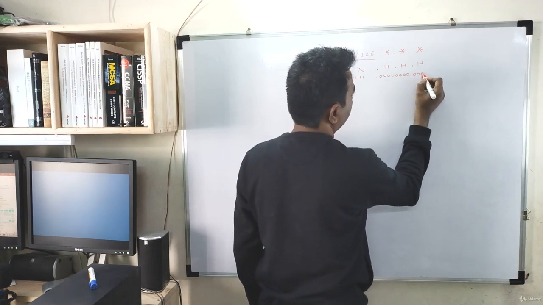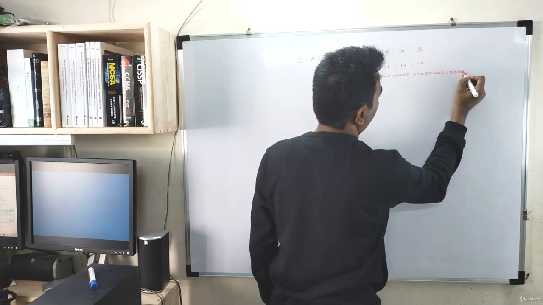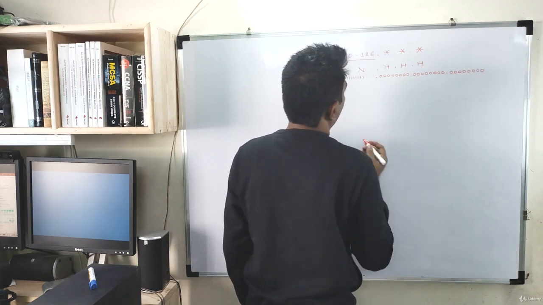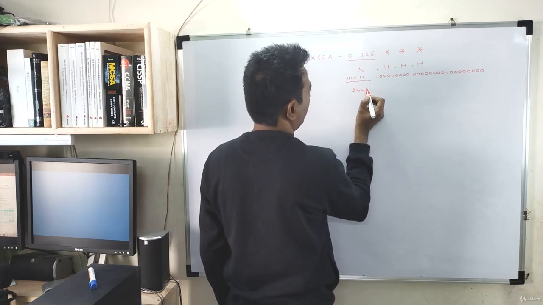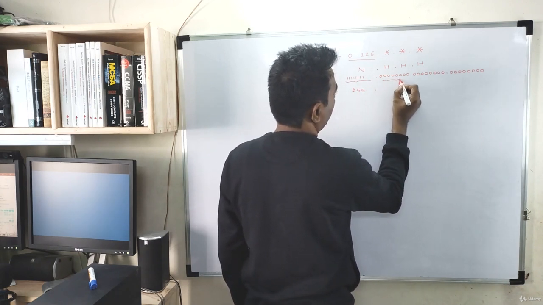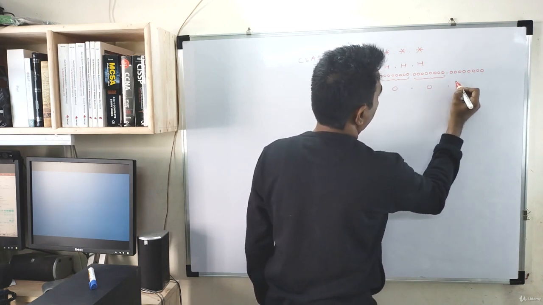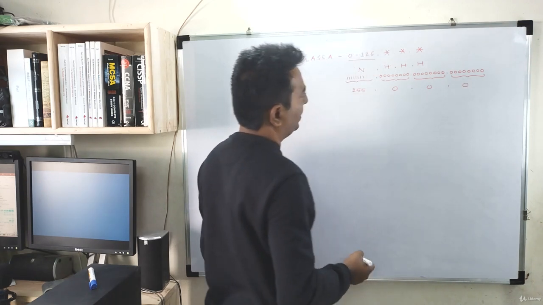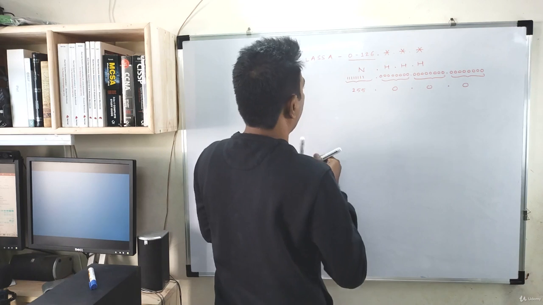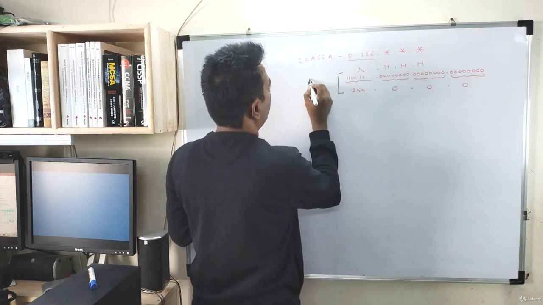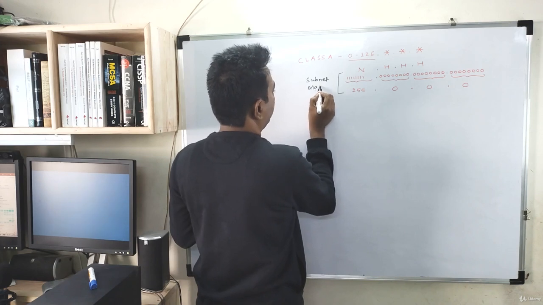Then 8 zeros, again 8 zeros. So now this is going to be 255 dot 0 dot 0 dot 0. So this is what you are going to see as a subnet mask for class A.